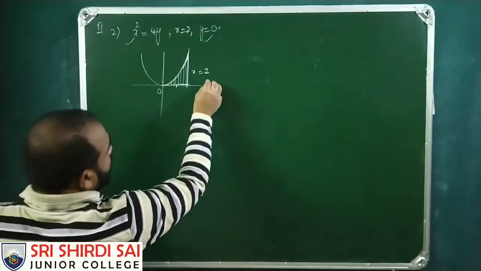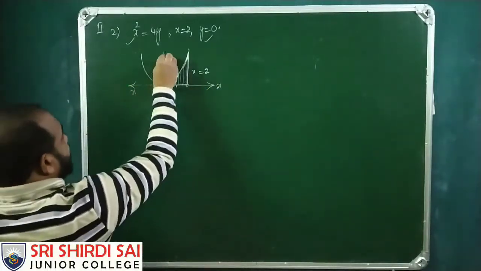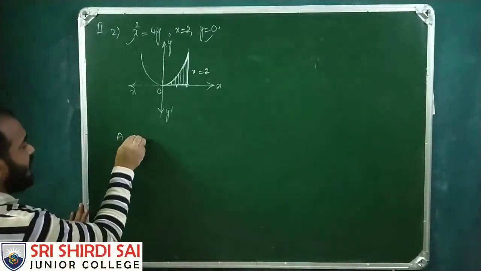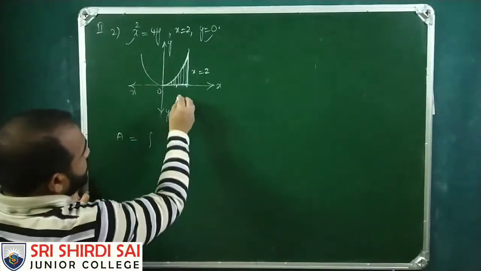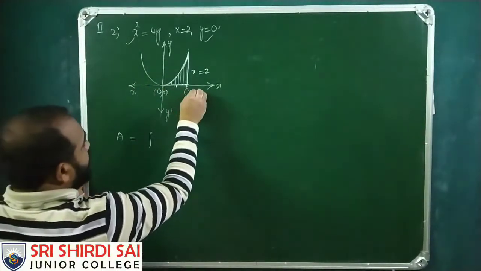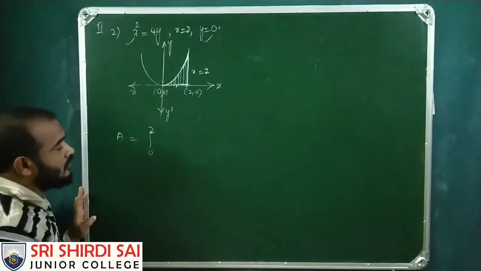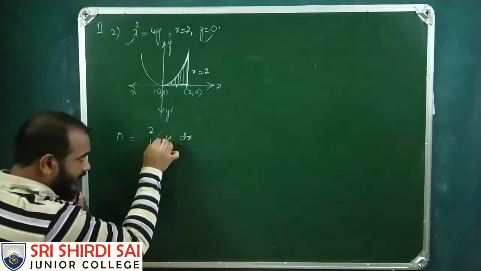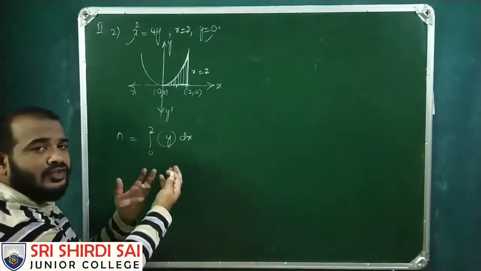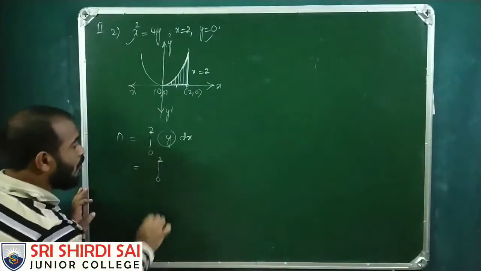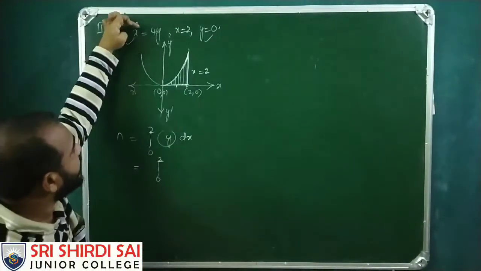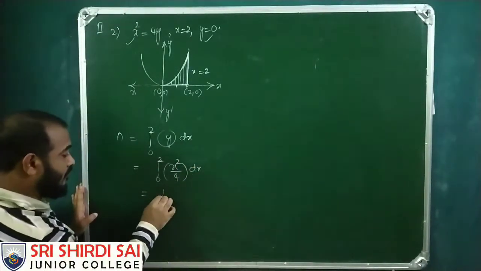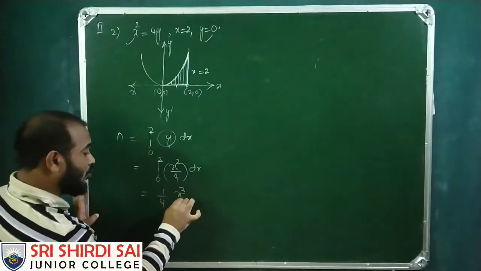So this is 0, positive x-axis, negative x-axis, positive y-axis, negative y-axis. Therefore the area is equal to, from 0 to 2 are the limits of x, y dx. y is ultimately a function of x only. So 0 to 2, what is y here? x square by 4 dx. So 1 by 4 integral x square dx is x cube by 3.